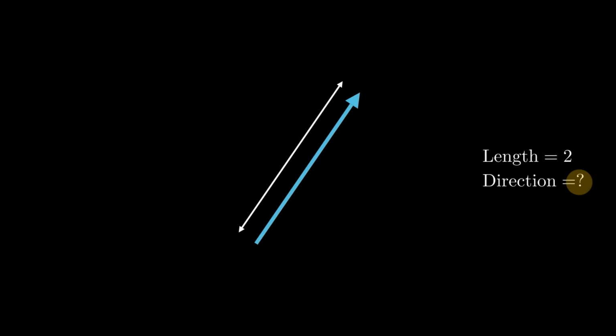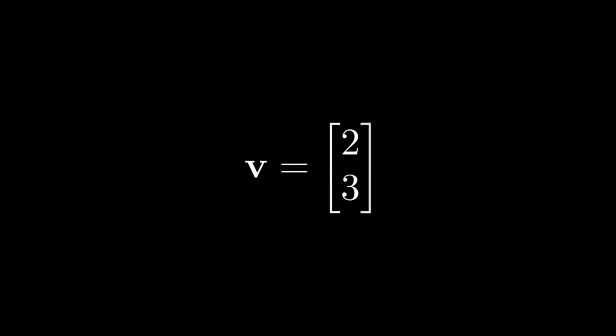Suppose we have an arrow pointing in this direction. Its length tells us how long it is, but a single number can't represent both its length and direction. So how can we represent both using numbers? We can represent it with a vector.